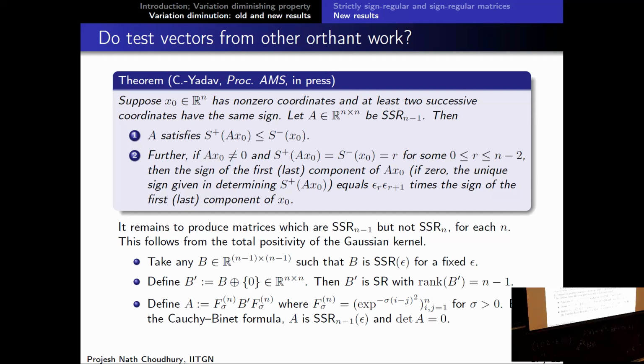And there is an example of at least the existence of a strictly sign regular matrix of order n minus 1 which is not SSRn. So that gives that we cannot characterize strictly sign regular matrices from test vectors of any other biorthant apart from the alternating one. So in that sense, this is the best possible way we can.